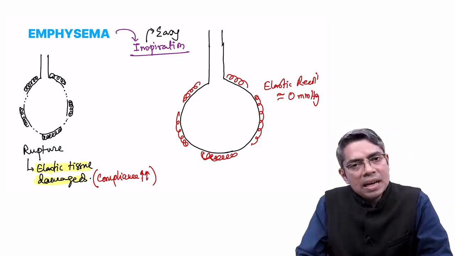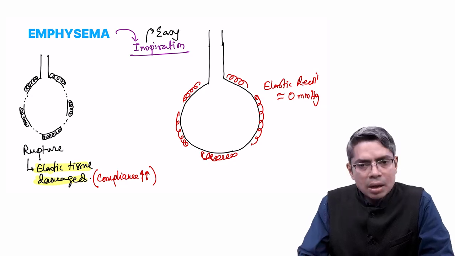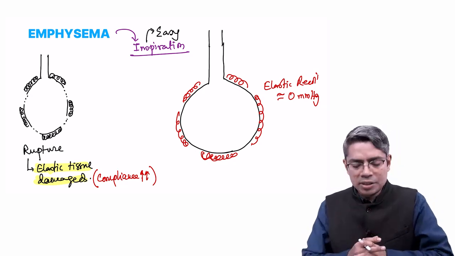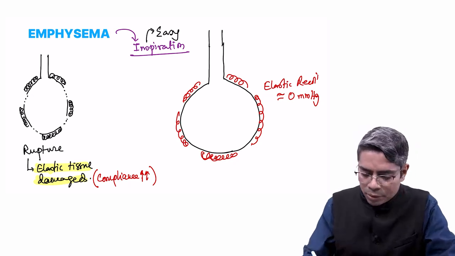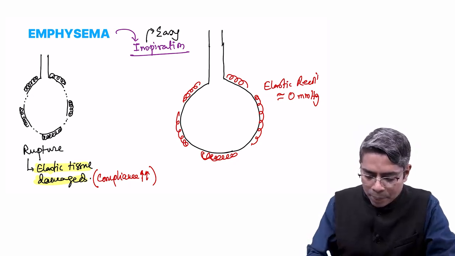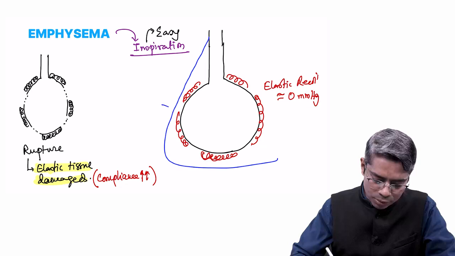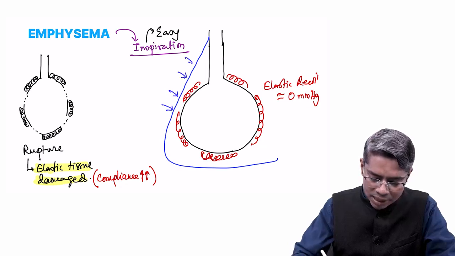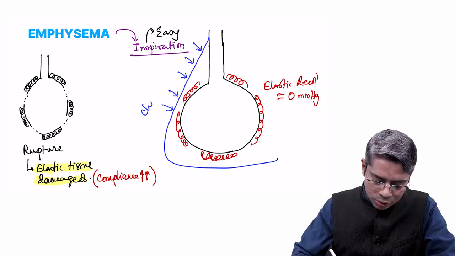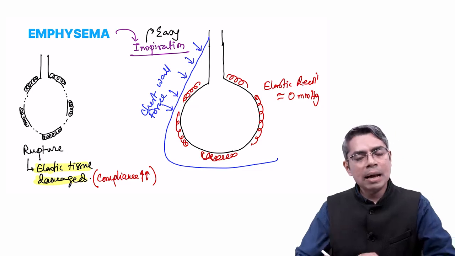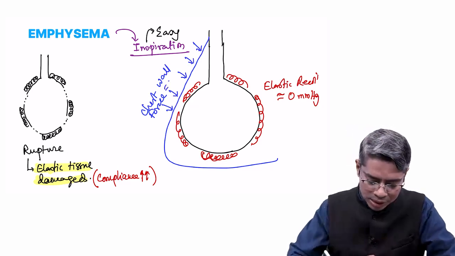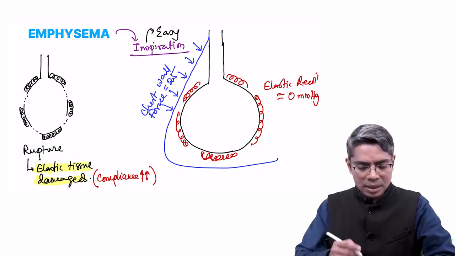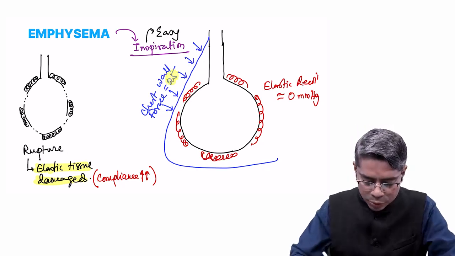So now if the elastic recoiling is not there, how will the person be able to do expiration? The person will be able to do expiration by applying external force from the chest wall. So now the person has to apply force from the chest wall. Whenever the person applies force from the chest wall, suppose in this case also we are assuming that the person is giving a force from the chest wall, how much?